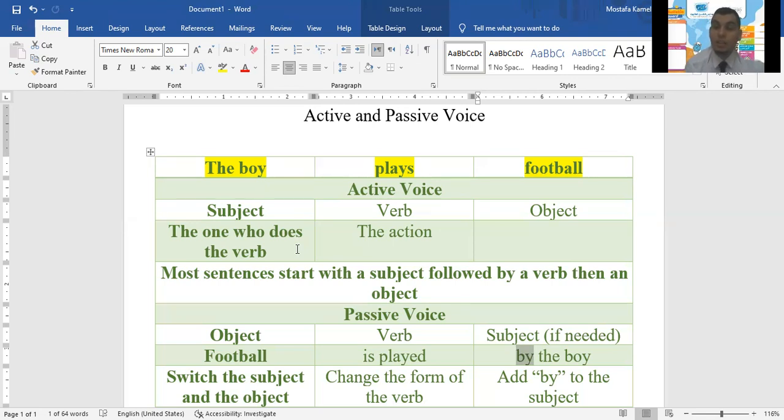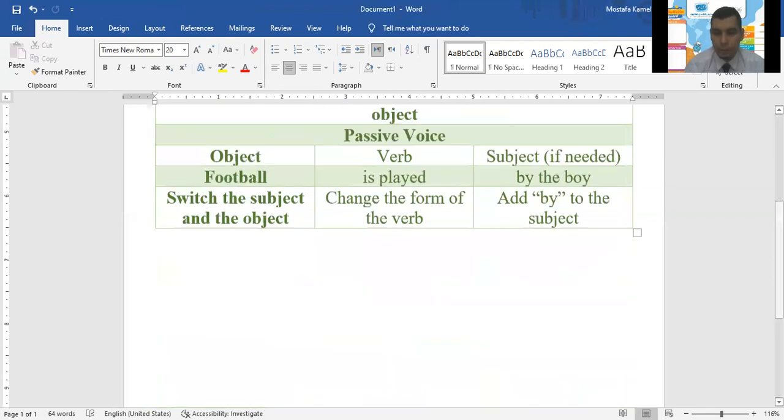Where is the action? Where is the one who loves? Me. Yes, so I is the subject. Where's the verb? The verb is love. The object, who's the object? My mom. Right? So I need you to practice this because you didn't practice on identifying the subjects and the verbs and so on. This is great too.